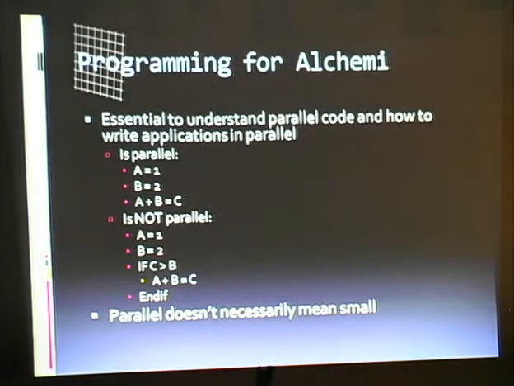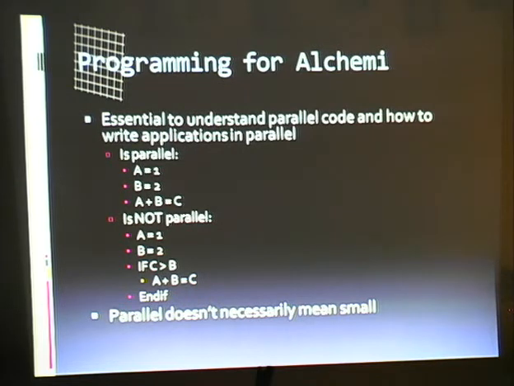Okay, so programming for Alchemi. The most important thing to understand is how to parallelize code. It does you absolutely no good to use a distributed programming method if you do not know how to parallelize your code. And like I said, that means no data dependency. The first little chunk is parallelizable. Okay, A equals 1, B equals 2, A plus B equals C. We don't care about anything else because we know what A and B is, and we know our output is C. So you would probably return C every time that thread is completed, okay?